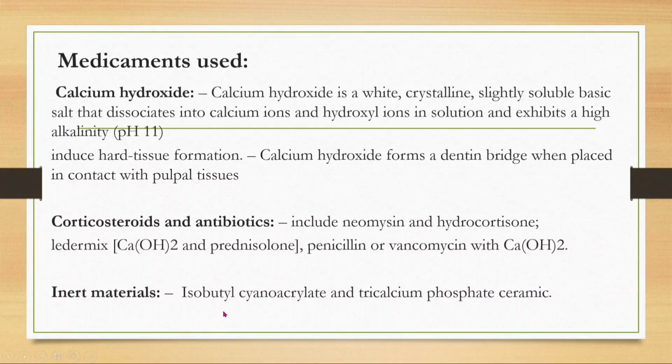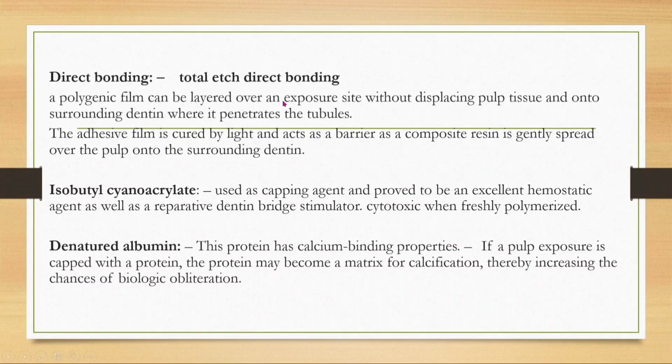Inert materials like isobutyl cyanoacrylate and tricalcium phosphate ceramic can be used. Direct bonding like total etch material, a polymeric film can be laid over an exposure site without displacing pulp tissue and onto the surrounding dentin. The adhesive film is cured by light and acts as a barrier as a composite resin is gently spread over the pulp onto the surrounding dentin. Isobutyl cyanoacrylate used as a capping agent has proved to be an excellent hemostatic agent as well. A reparative dentin bridge simulator.